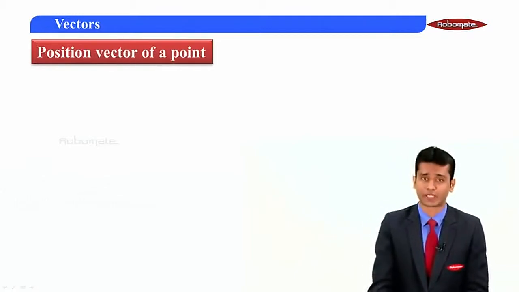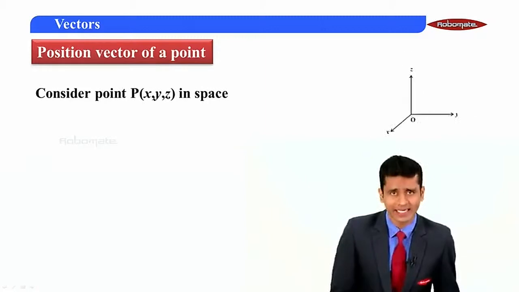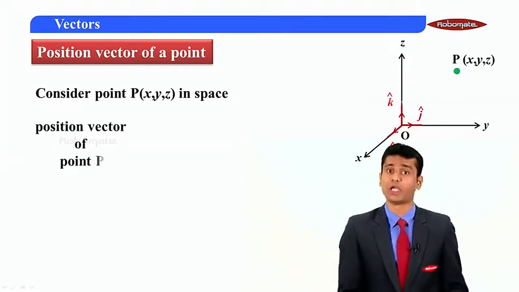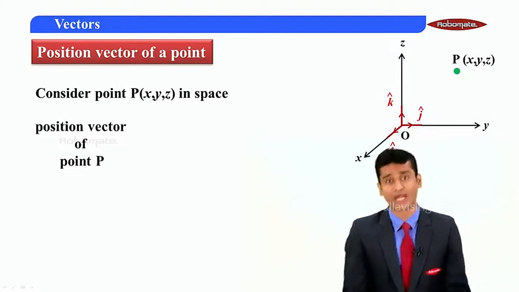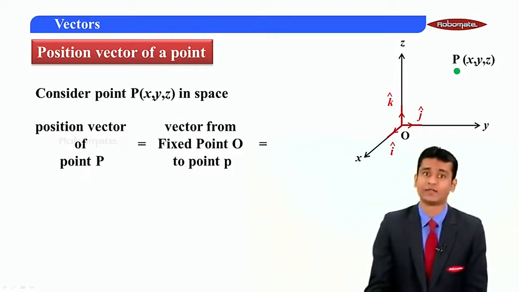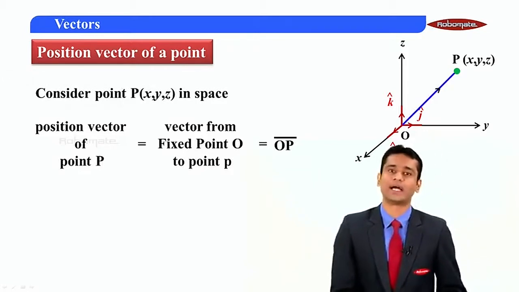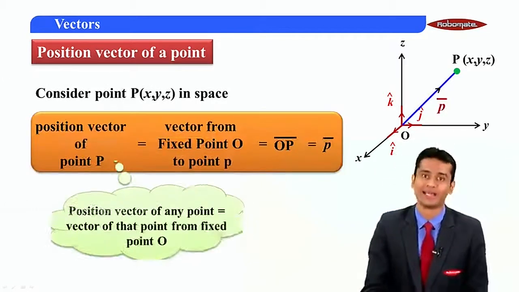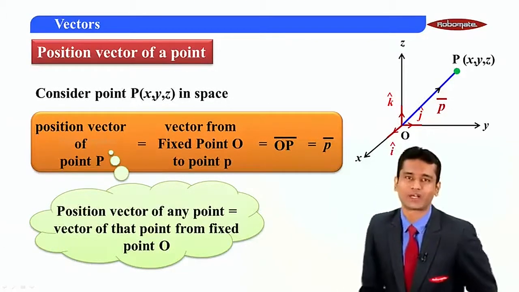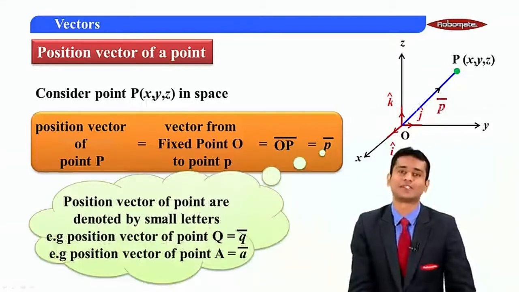Now what is the position vector of a point? First of all, consider one point P with the coordinate x, y, z in the 3D space. Now the position vector of this point P is nothing but a vector from a fixed point O to the point P. The vector OP bar is the position vector of point P and OP bar is denoted by small p bar. Yes, the position vector of any point is nothing but a vector from a fixed point O to that point. And position vector is denoted by small letters.